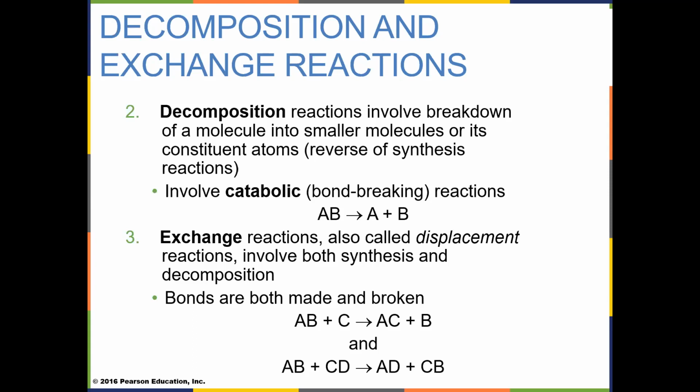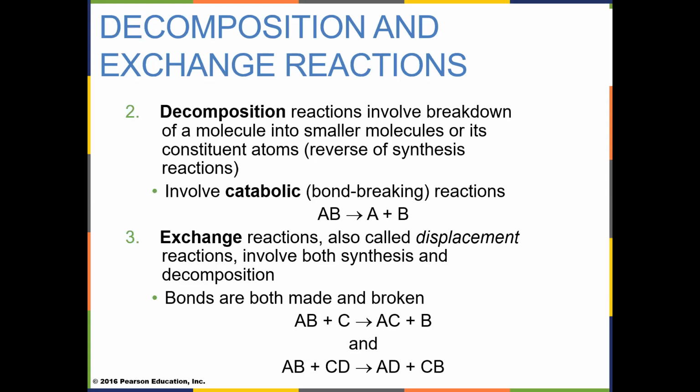Catabolic reactions break large molecules down into small ones and release energy. Anabolic reactions take little molecules with energy and make big molecules. And the third category are the exchange reactions, where you're going from a large molecule to a small one, back to a large molecule, or the other way around.